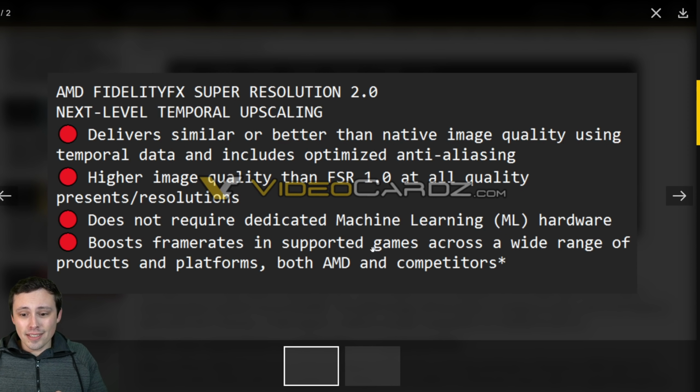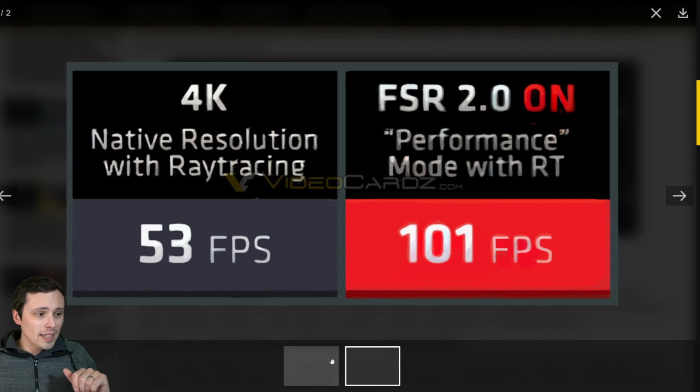And again, boosts frame rates in supported games, right? In supported games. So this is definitely not like RSR where you just do this in everything. Across a wide range of products and platforms, both AMD and competitors. Now that last bit is kind of a big deal.